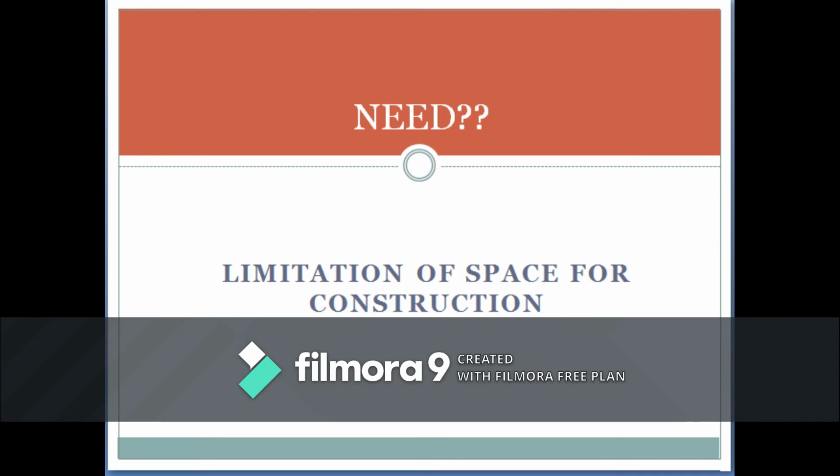Need of ground improvement. The basic need of ground improvement is the answer to the question of limitation of space for construction. If we are able to answer this question, then the need is satisfied. Before taking up any construction, the soil properties such as bearing capacity, shear strength, permeability, compaction, all need to be calculated. If we find some deficiency, we need to rectify it by different methods.